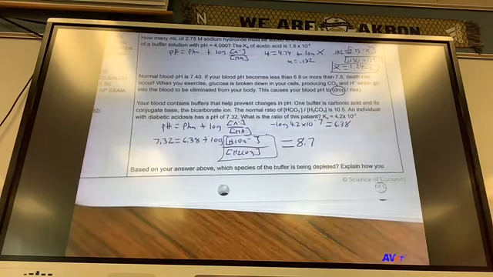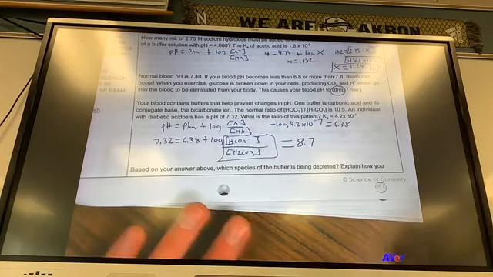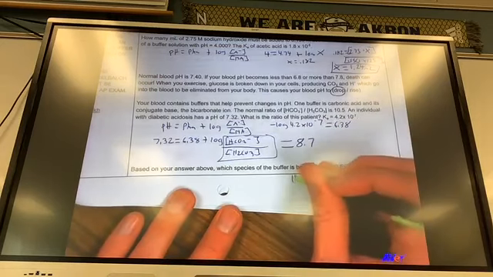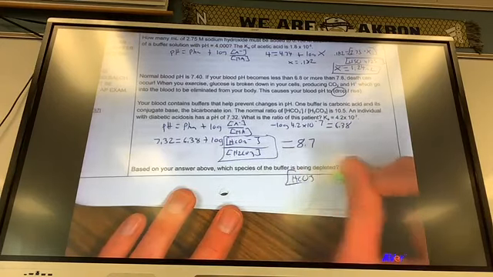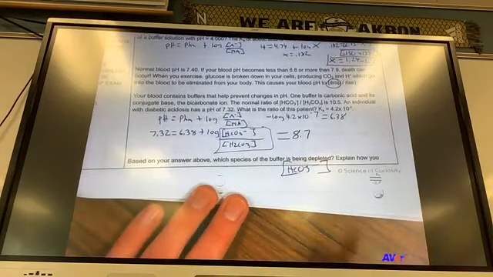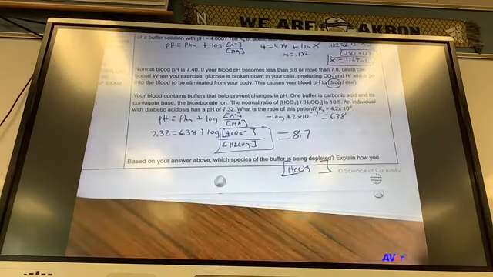8.7. Based on the answer above, which species of the buffer is being depleted? Well, this is a number greater than 1. Agreed? So therefore, what is getting depleted? The numerator, right? So that means that HCO3 minus is the one being depleted because this number is greater than 1. Yes? Cool with that? Flip it.